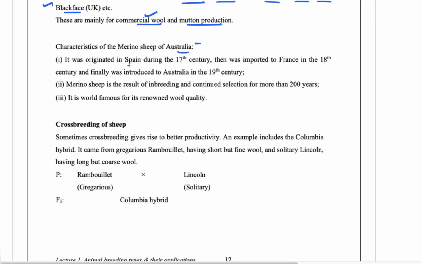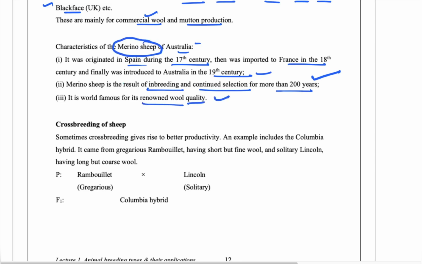So it originated in Spain during the 17th century, and then it was imported to France in the 18th century, and then finally it was introduced to Australia in the 19th century. So merino sheep is the result of inbreeding and continuous selection for more than 200 years. A very, very high quality wool yielding sheep. It is world famous for its renowned wool quality. So you should memorize this name, merino sheep.